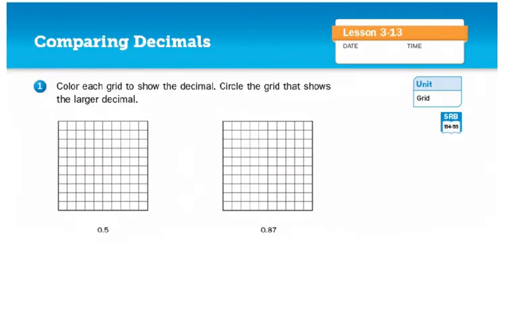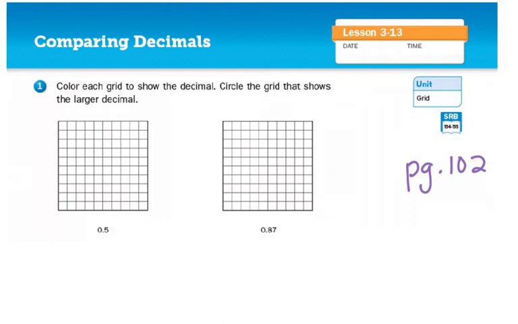Go ahead and erase your whiteboard. We're going to move into your math journal. We are in lesson 313. So you're going to open to journal page 102. Journal page 102. At the top it says comparing decimals.